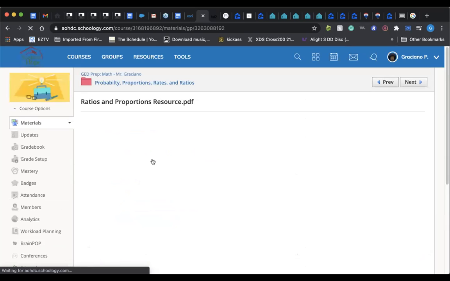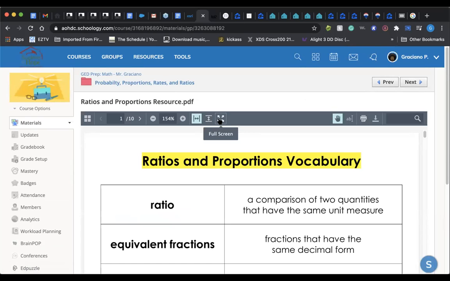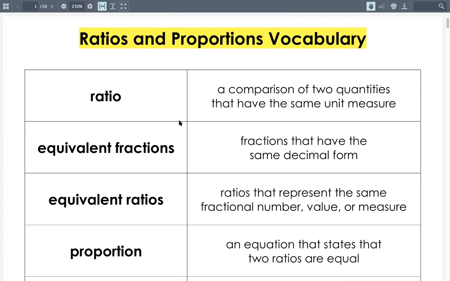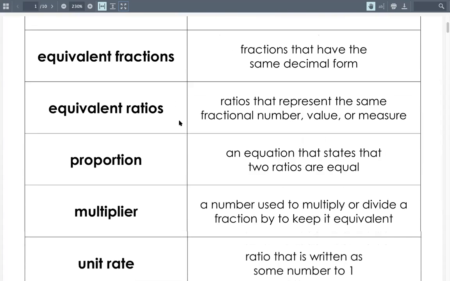Like I said, it's just general notes, so I'm just going to open that up. The first thing it starts off with, of course, is vocabulary. It's always a good idea to start with vocabulary. It's a good basis for everything if you just know what you're talking about, right? You know what a ratio is and how a ratio is different from a proportion, and how a ratio is different from a rate.